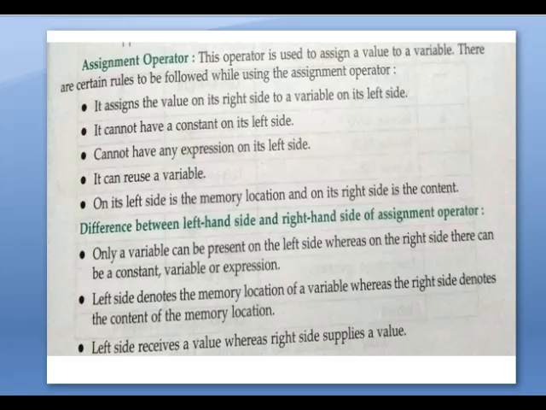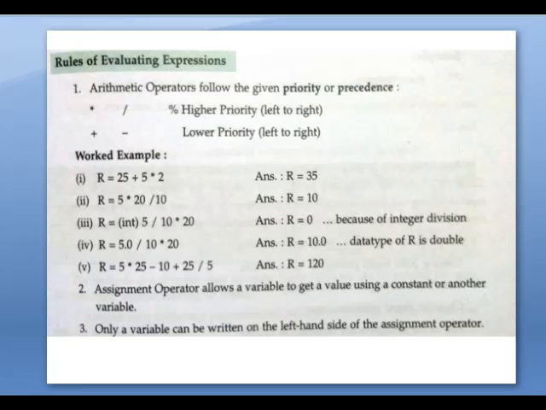So the next one is rules for evaluating an expression. There are some rules to evaluate expressions if the parentheses are missing. The asterisk, that is multiplication and division, have the higher priority, from left to right. The next priority is for addition and subtraction, that is the lowest priority. Some worked examples are here, so you should try to solve these examples.